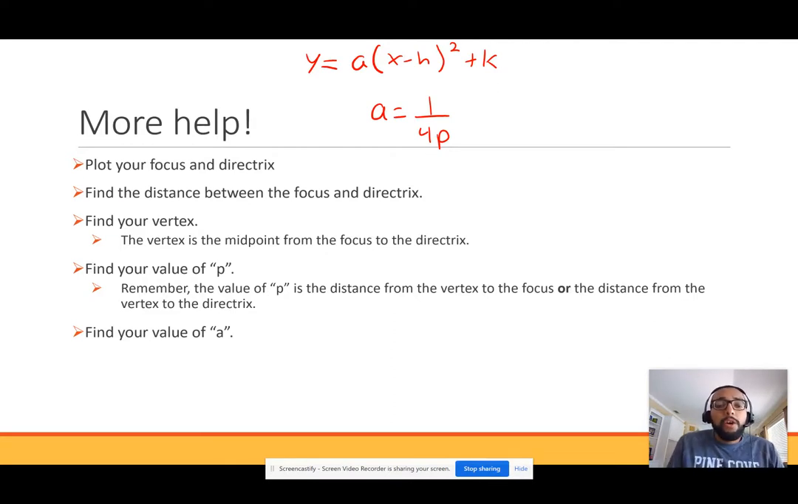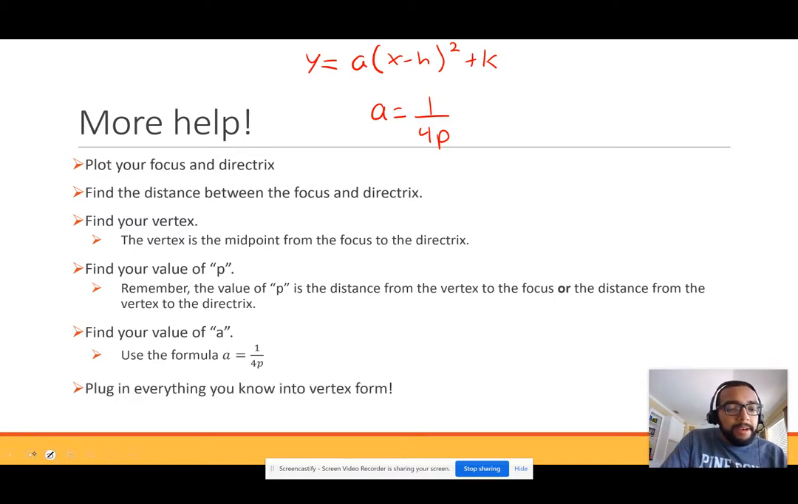So that means once you find your value of p, let's say your value of p is 3, plug it into your equation. That'll be 1 over 4 times 3, which is 12. So your a value will be 1 over 12. A lot of these a values will be fractions. I'll just let you know right now, they'll be fractions. Use the formula a equals 1 over 4p. And then finally, plug everything you know into the vertex form: y equals a(x minus h) squared plus k.